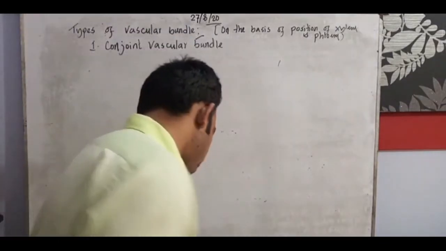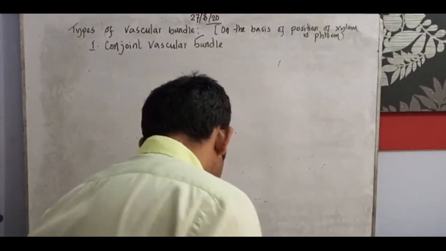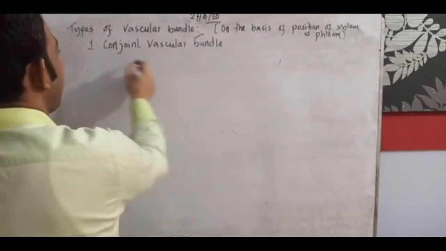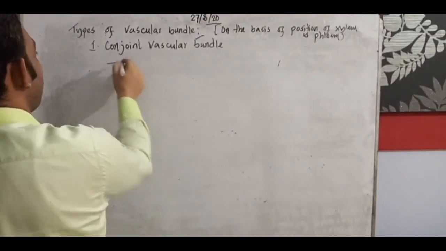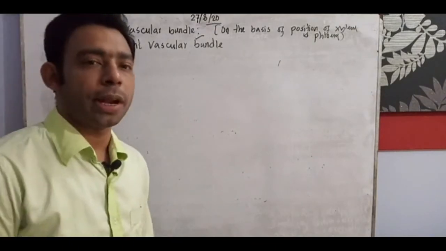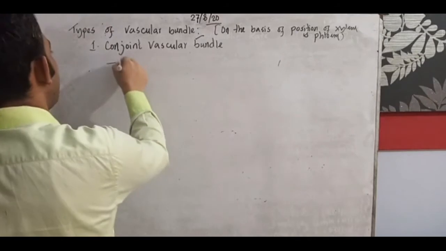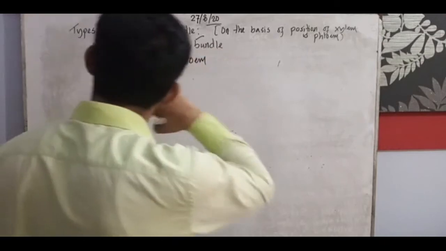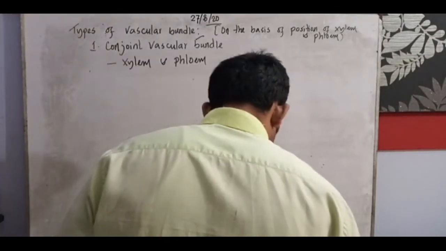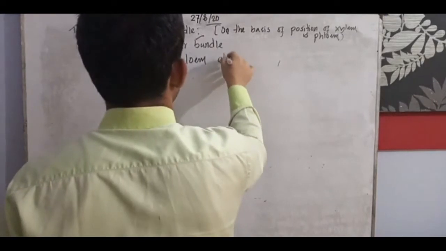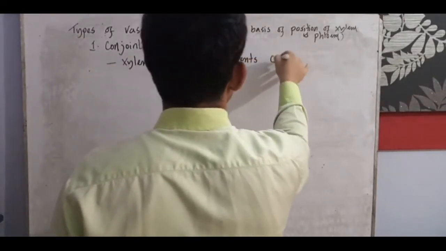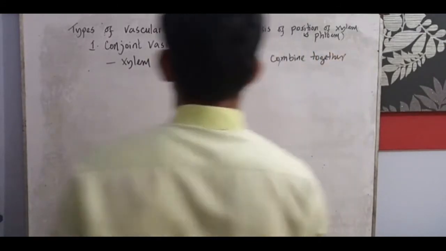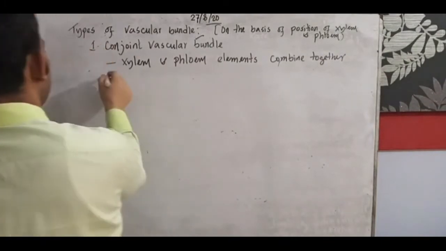So if we think about it, they remain on the same radius. Look at here, conjoined means xylem and phloem, the conducting tissues, are combined together. Xylem and phloem elements are combined together, that is the first point.